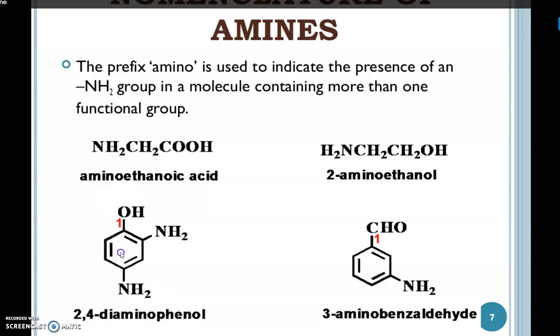2,4-diaminophenol. So we have to consider the compound with the functional group, and give numbers to the amino groups. This is 1, so 2, 3, 4. So 2,4-diaminophenol. Here also 1, 2, 3. It is an aldehyde, so 3-aminobenzaldehyde. It is a benzene, so 3-aminobenzaldehyde.